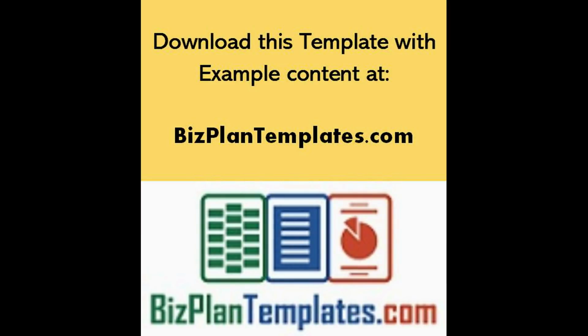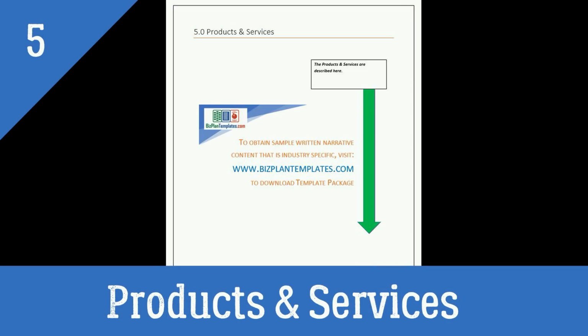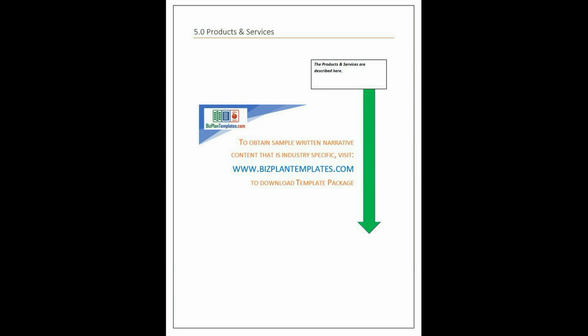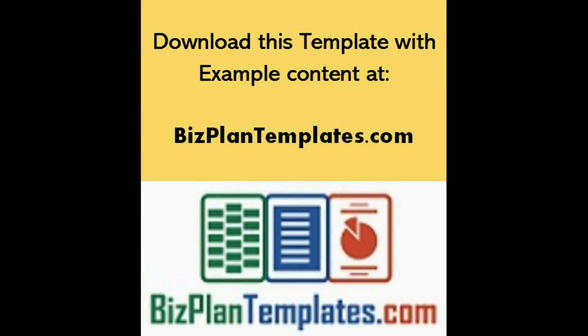Products and/or Services Tutorial and Instructions. In the Products and/or Services section, an explanation will be given on what the product and/or service is. Details should be provided to give the reader a clear understanding of the characteristics and features of any and all products and services. This section can vary greatly depending on the products and/or services.